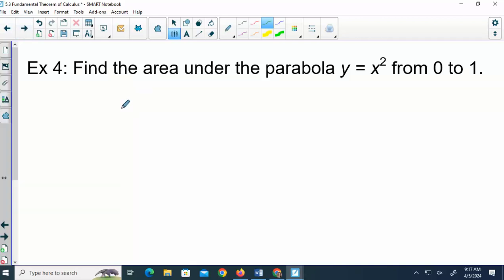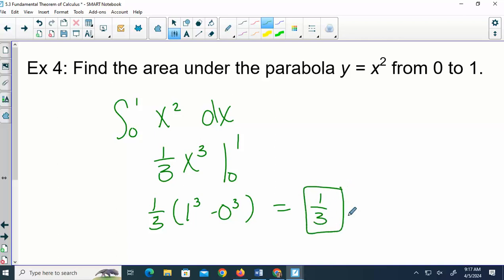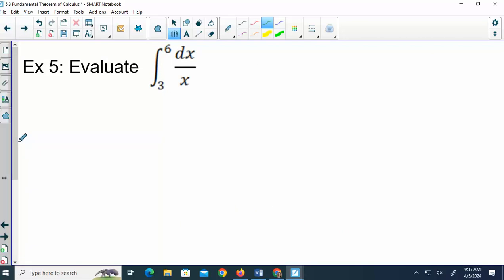So we're just going to integrate from 0 to 1 of x squared dx. Antiderivative of x squared, 1/3 x cubed, from 0 to 1. And did you guys get 1/3? We're going to do just a couple more and then we'll stop for today.